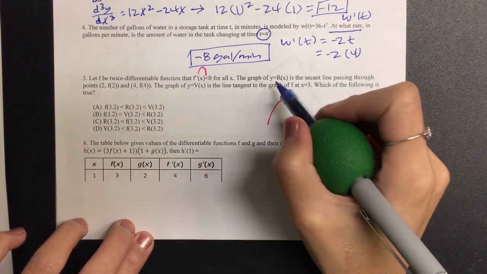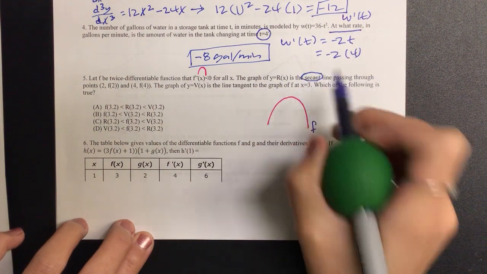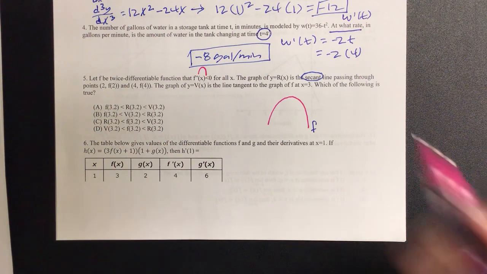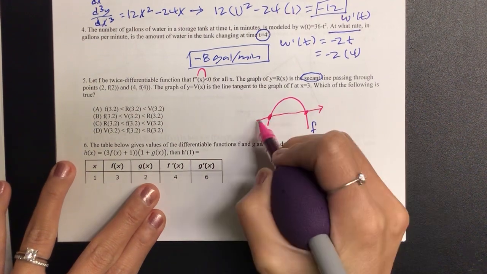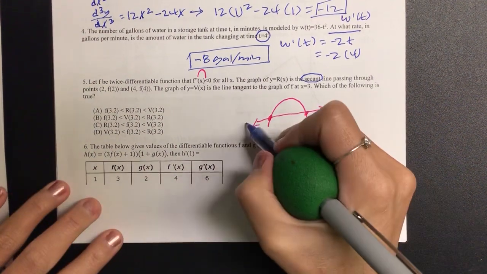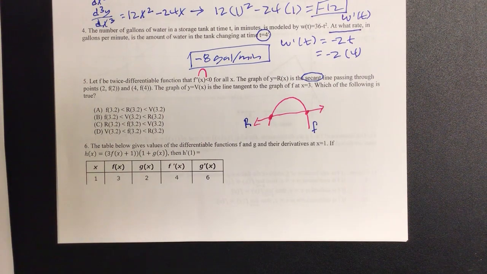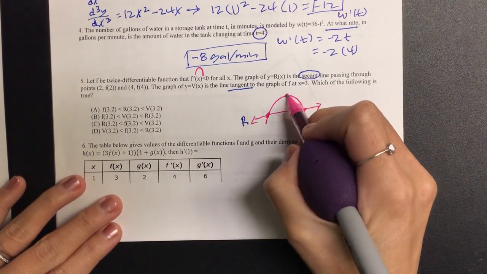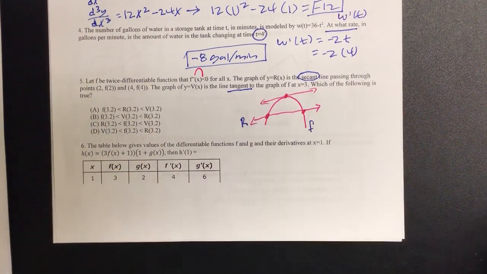No. The next piece. It says graph of r of x is a secant line. Now, a secant line passes through 1 point or 2 points? 2 points. So here's my secant line right here, and that secant line is the r graph. And then my v graph is going to be what kind of line? A tangent line goes through how many points? Only one. So I'm going to find one spot where it goes through, and let's call this one v.